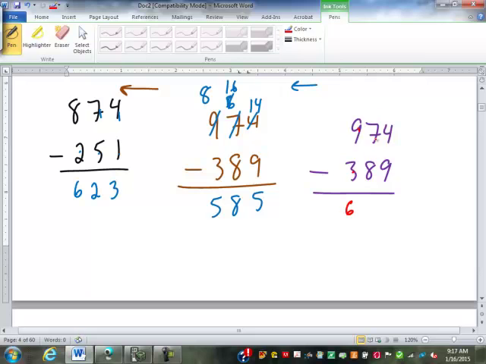is 6. 7 minus 8 can't be done, so we borrow from the 6. That's a 5. This is 17. 17 minus 8 is 9. 4 minus 9 can't be done. Borrow from the 9. It's an 8. This is 14. 14 minus 9 is 5. So 585. Get the same answer. Again, I don't expect you to change how you subtract, but it's always nice to know that there isn't just one right way to do things.